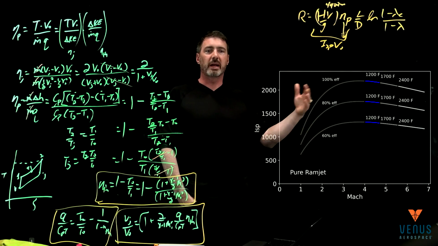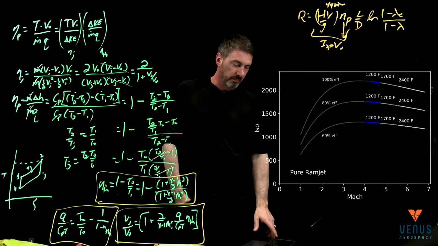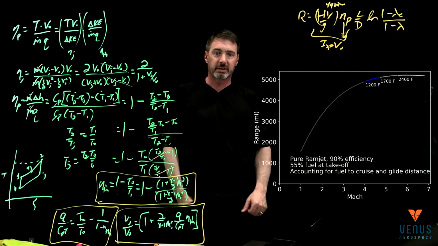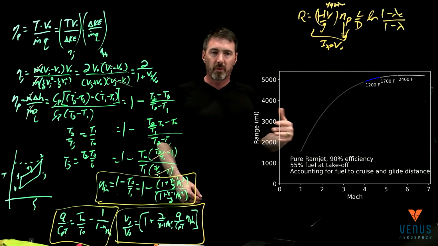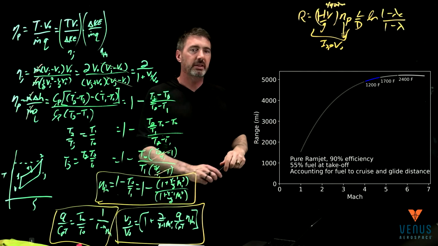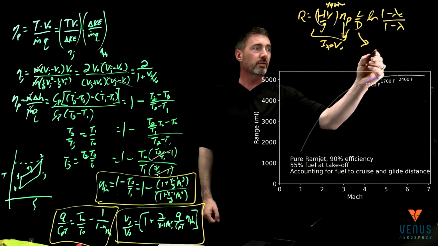And so you can see what the ISP is for the ramjet. And then the big one is actually saying, well, I'm really interested in range. Well, that's just this. And for this plot, I did use the standard definition of L over D, a very conservative one.